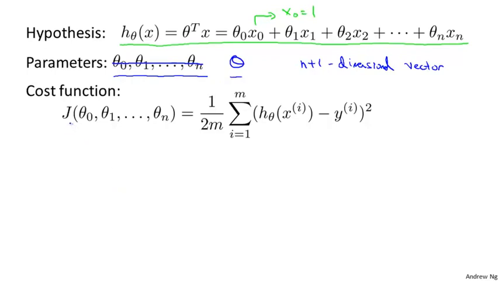Our cost function is J of theta 0 through theta n, which is given by this usual sum squared error term. But again, instead of thinking of J as a function of these n plus 1 numbers, I'm going to more commonly write J as just a function of the parameter vector theta, so that theta here is a vector.